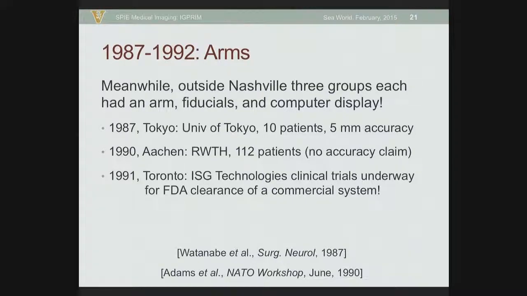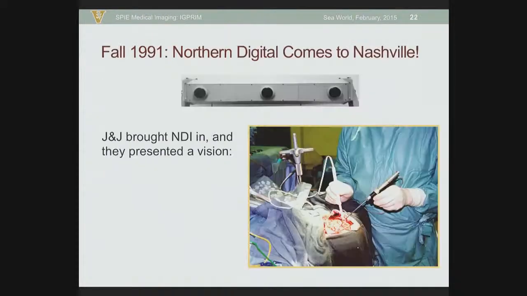And then we went to, and they flew me around the country to check people out. They flew me to ISG Technologies in Toronto. They had clinical trials starting for FDA clearance of a commercial system, which really got Johnson & Johnson worried. I came back and I said, fellas, the Canadians are way ahead of us. We have got to get going.